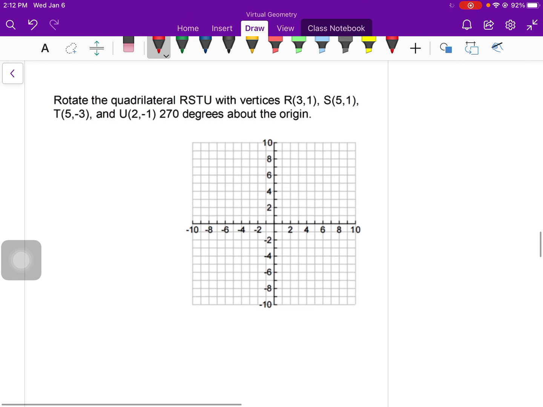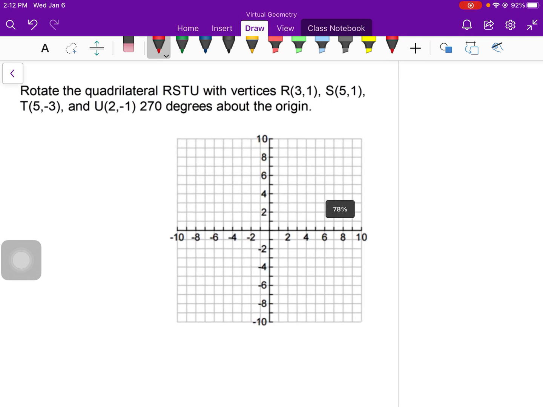So for the next question, we want to rotate the quadrilateral RSTU with vertices R 3,1, S 5,1, T 5,-3, and U of 2,-1, 270 degrees about the origin. All right, so first thing we're going to do is just graph the original thing.